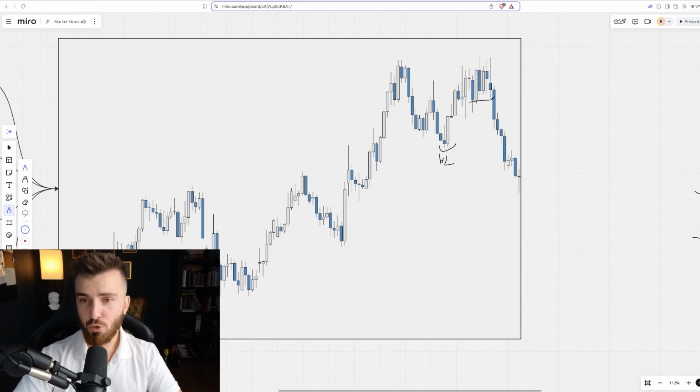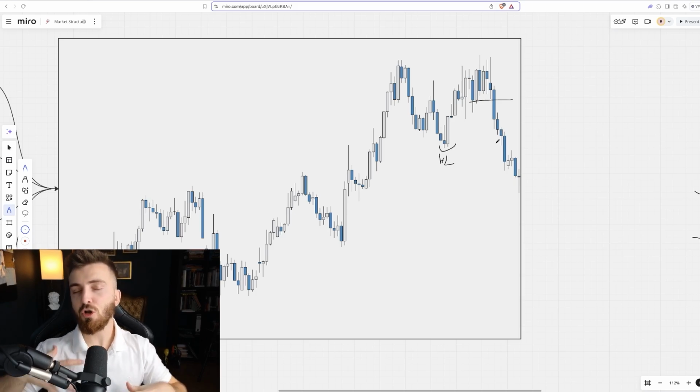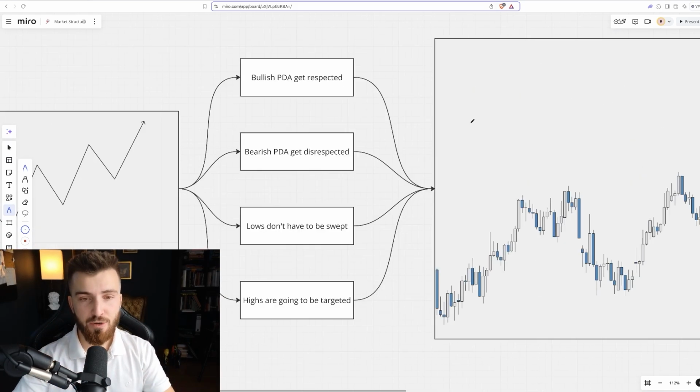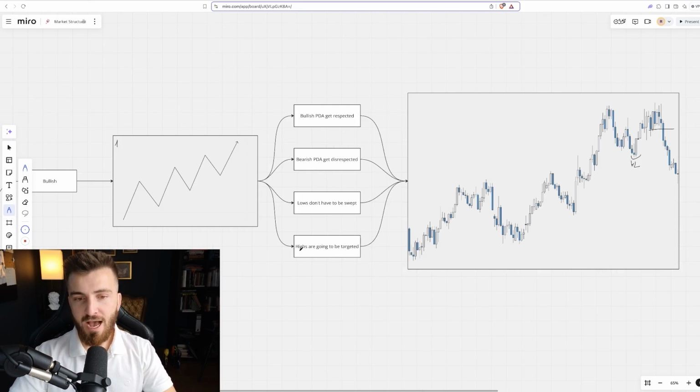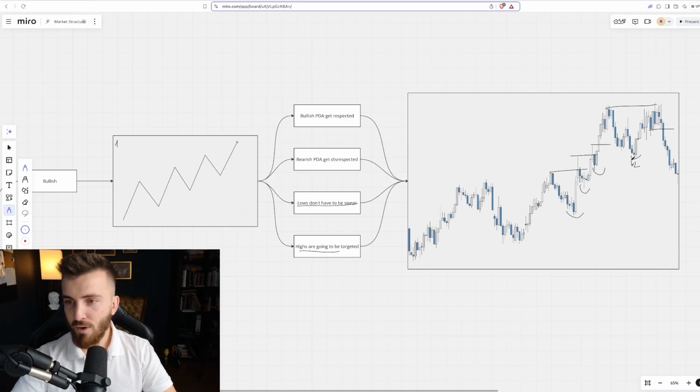Again, internal structure would basically make you be able to short here and all of these days. But if we're just looking at external market structure and structure in general, I want you to remind yourself, highs get targeted, highs got targeted, highs got targeted. Lows don't have to be swept. How many times did you see these lows getting swept, right? Almost none. Only when the market actually shifted. And highs are going to be targeted.